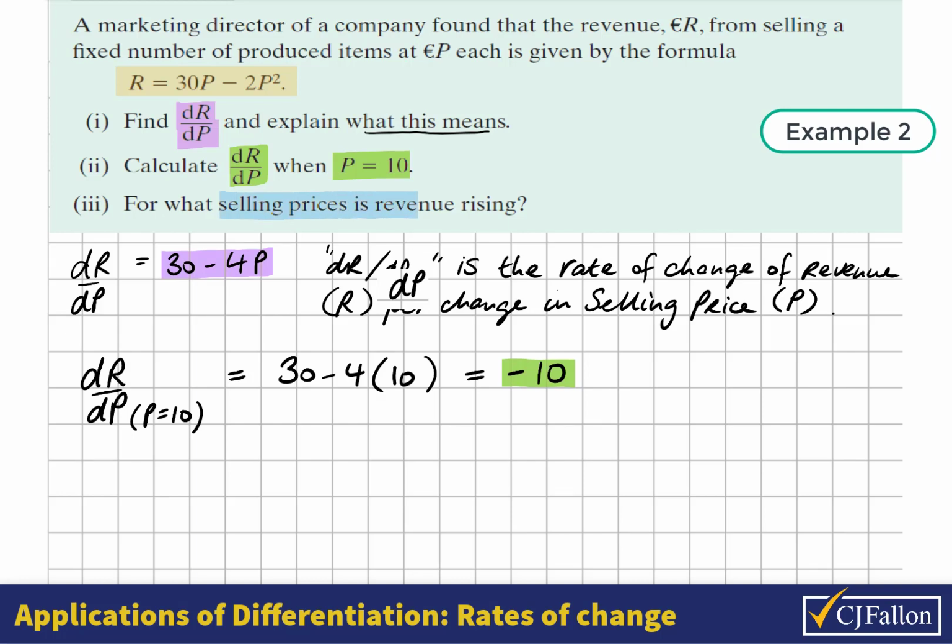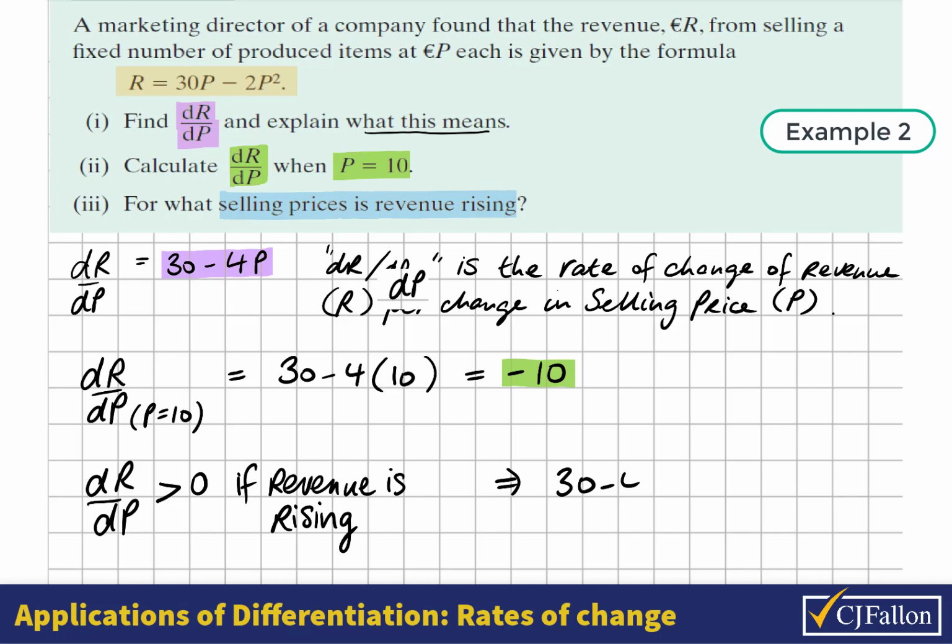And the final question is asking us, for what selling prices is the revenue rising? Well, if the revenue is rising, it means that dR/dp is going to be positive, or greater than 0. Unlike the example there where the selling price was 10, we got a negative answer. So when would we get positive answers for that? So we create the inequality that 30 minus 4p, that's dR/dp, is greater than 0.